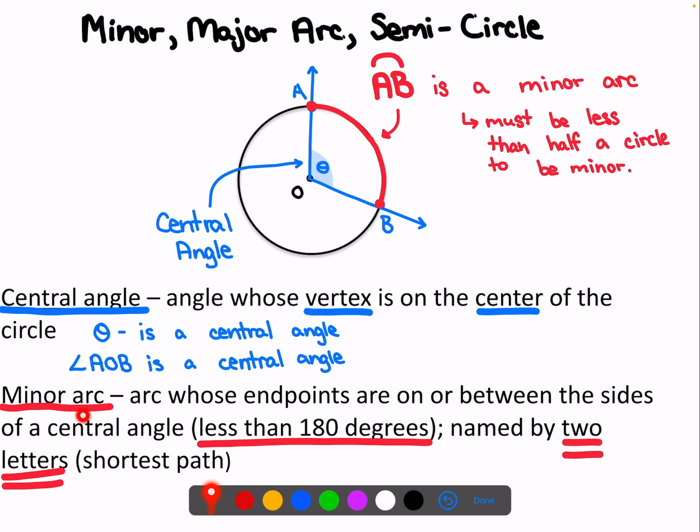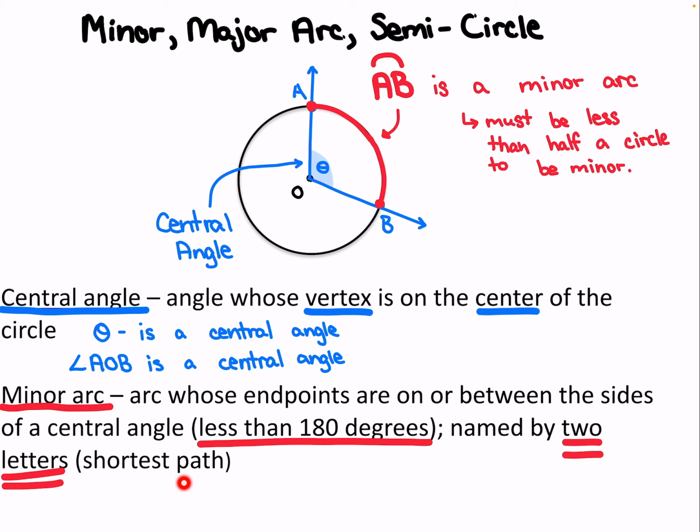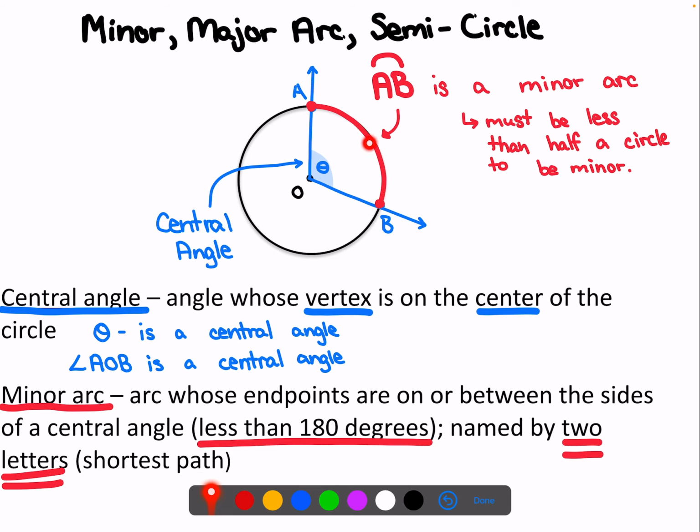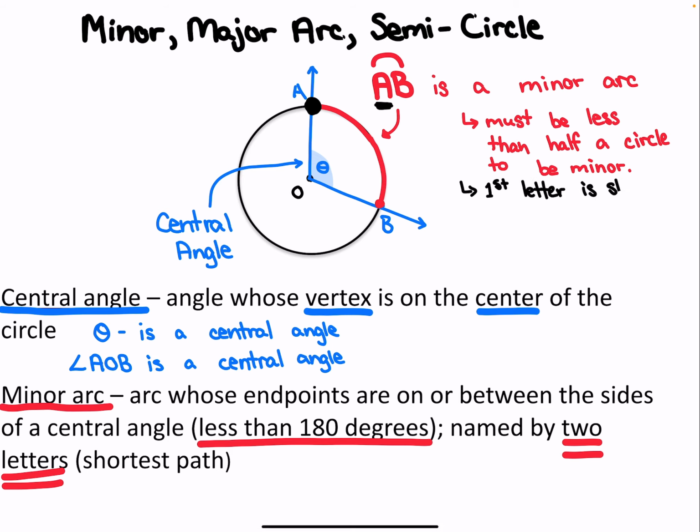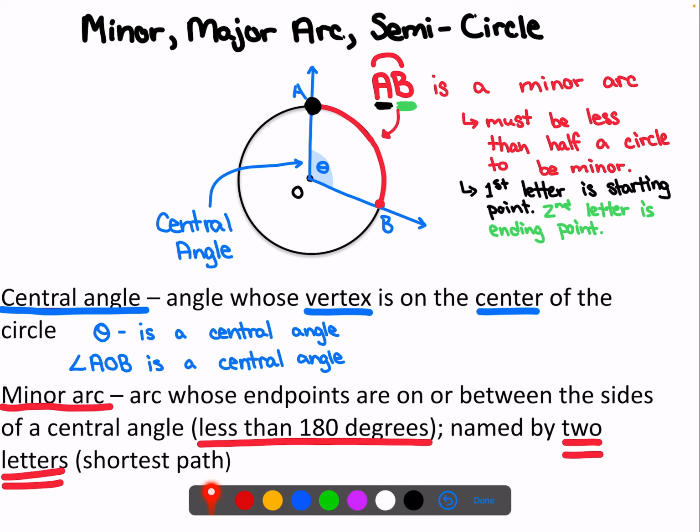Since this is a minor arc, we want the shortest path, which means I'm going straight from A right over to B. You may be thinking, well, I can go from A all the way around to B, but that wouldn't be less than 180 degrees. That'd be more than half the circle. And further, we want the shortest path, so we want to go straight from point A right over to point B, so no breaks. So again, first letter is our starting point. The second letter is the direction that we'll go. The last super important part of these is that the central angle is related to the arc that it's facing.